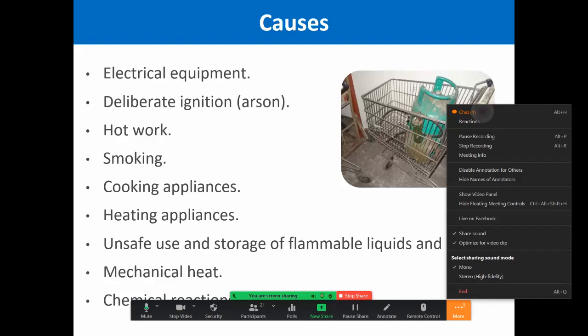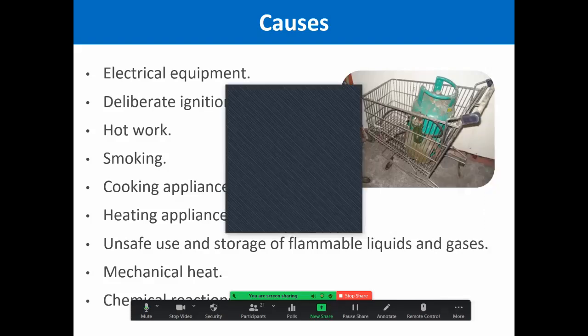Then there is deliberate ignition. Somebody setting a fire on their own by using a lighter or a match or something. It is also called arson. This is a criminal activity. Somebody who deliberately ignites or starts a fire commits a criminal act, and it is called arson.